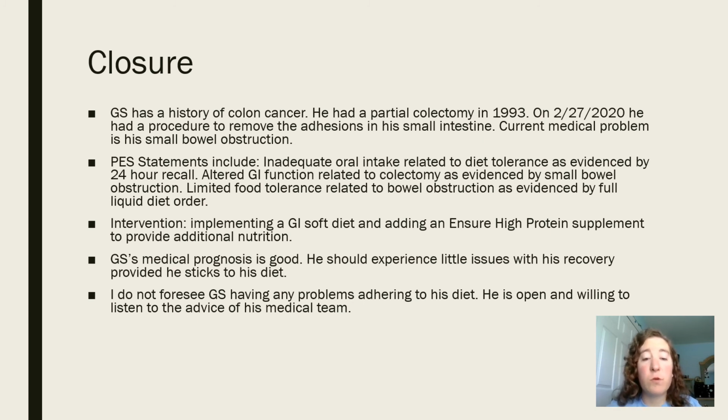As far as his medical prognosis goes, he has a good prognosis. He should experience few issues with his recovery, provided that he sticks with his diet. But I do not foresee GS having any problems adhering to his diet, as he is open and willing to listen to the advice of his medical team.